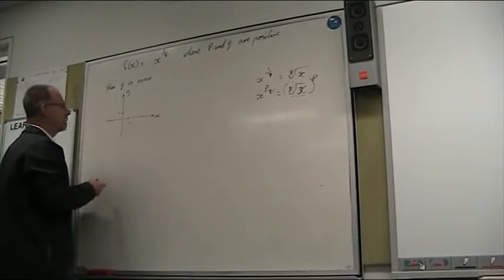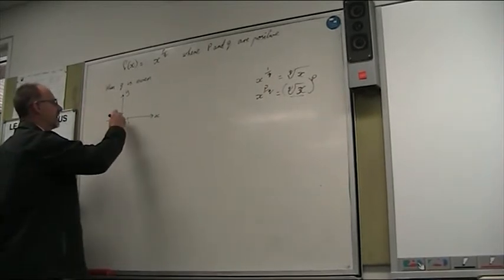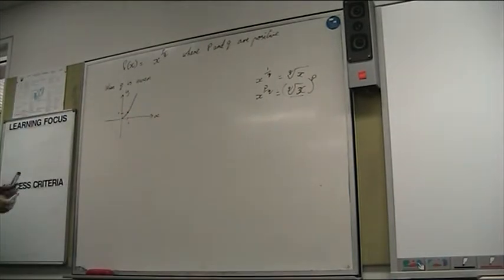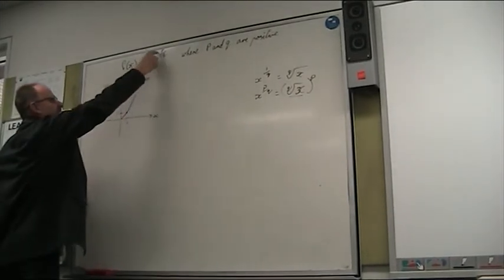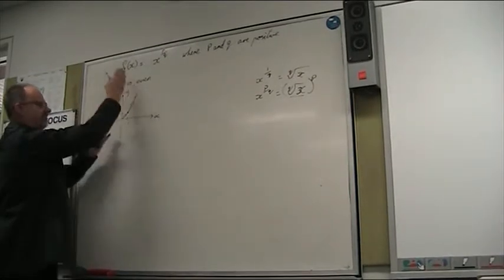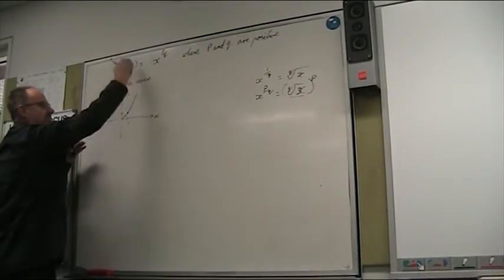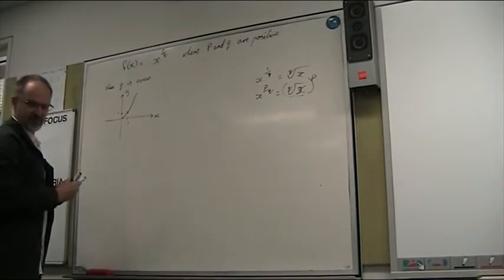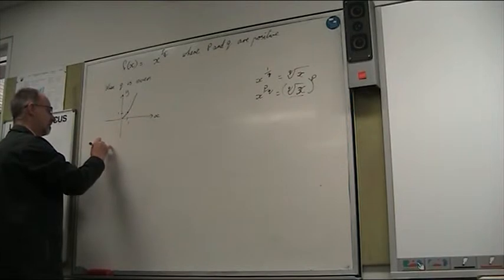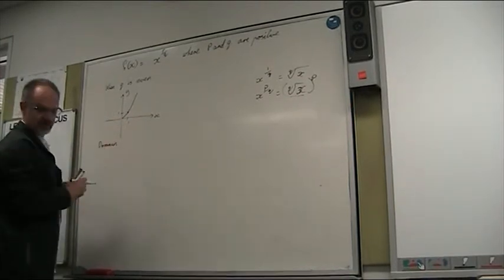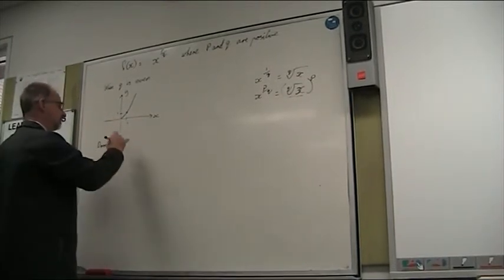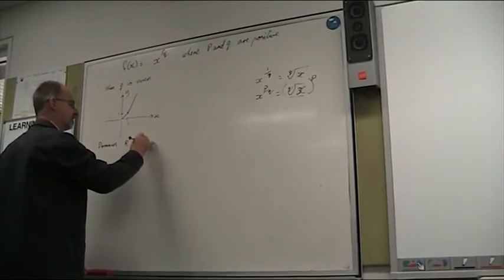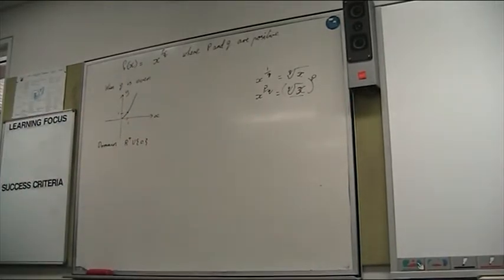It goes through 1, 1, and it's like part of a parabola like that, and depending on what these numbers are is how much it curves. But what we do have is a domain, which is R positive, and also 0. 0 is okay in this case.